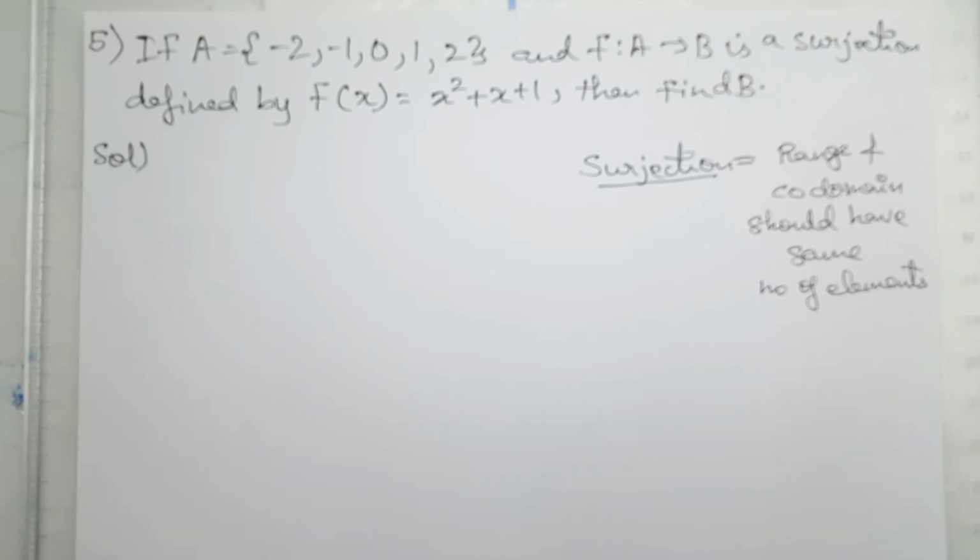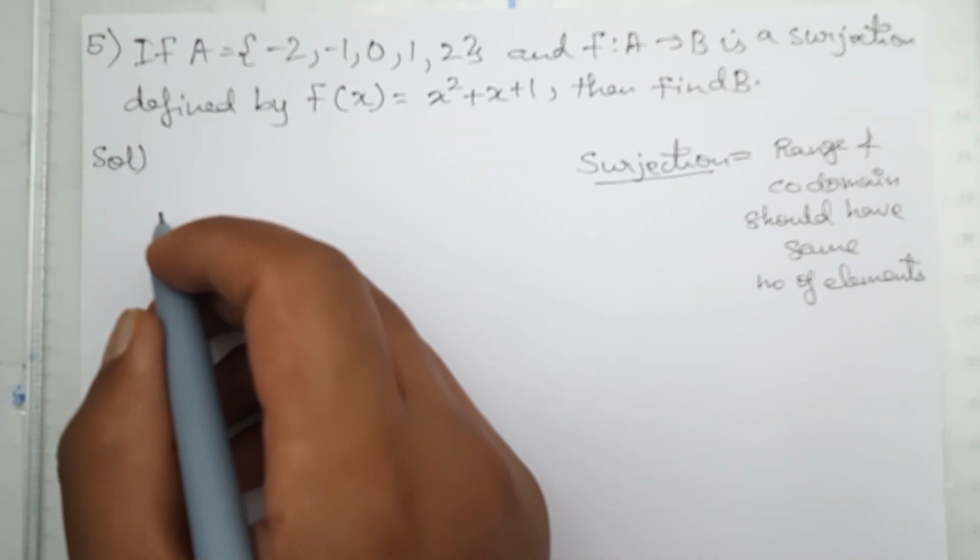Okay, I will again tell. A surjection is nothing but if a range and codomain of f maps A to B have the same number of elements in it, then it is known as a surjection. Now we will start the problem, fifth problem.